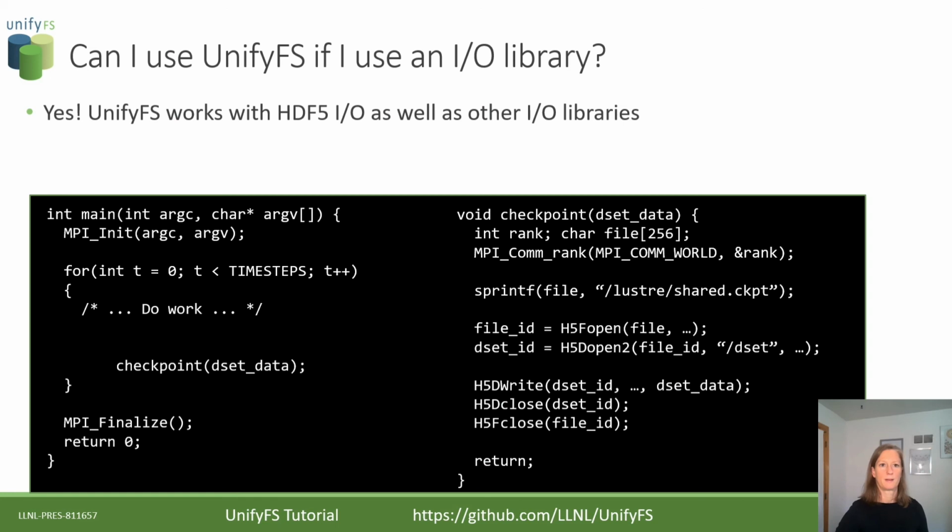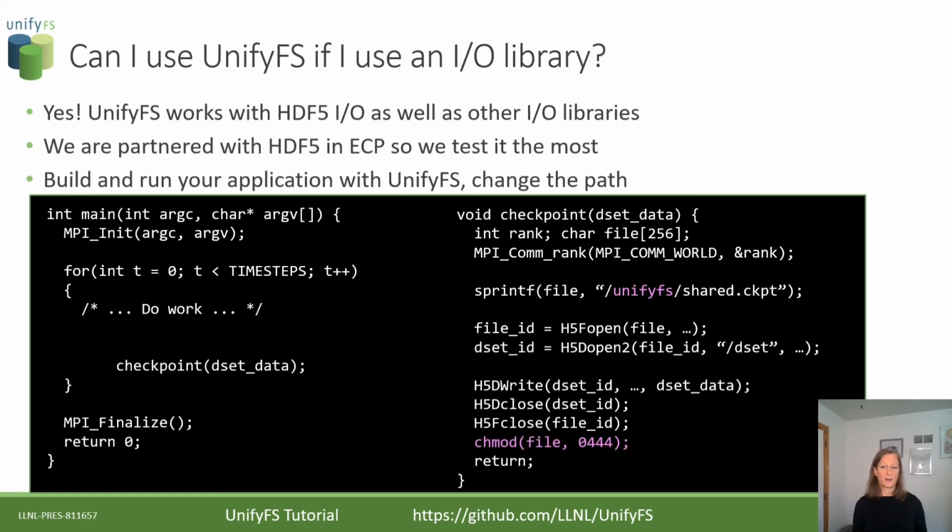So as before, to use UnifyFS, all you really need to do is change the path to point to the mount point /unifyfs, and all your I/O will be routed to our file system, even if it's going through HDF5. And also in this example, I have added a step to laminate the file. So now that you already understand about laminating, I will point that out. So it's really quite easy to use UnifyFS even if you're using a higher level I/O library.